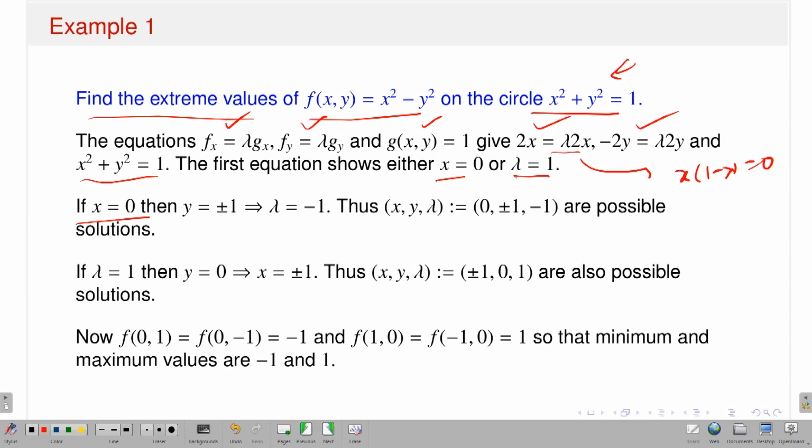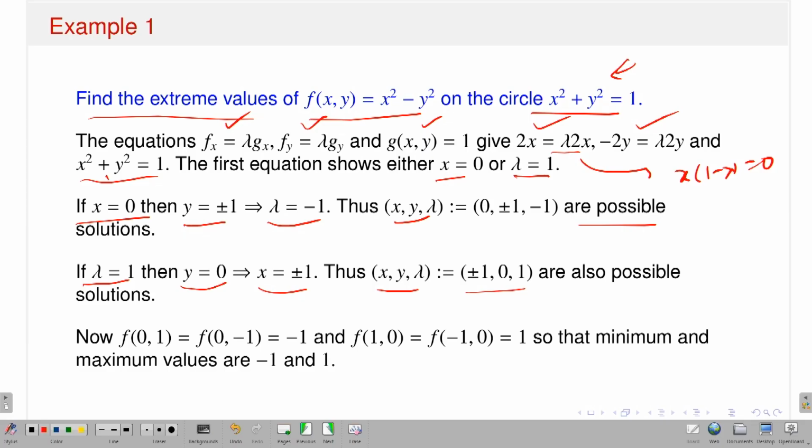Now if x is equal to 0, then of course the third equation will give you y is equal to plus or minus 1, and once y is equal to plus or minus 1, the second equation will give you lambda is equal to minus 1. So the possible solutions (x, y, lambda) are (0, plus or minus 1, minus 1) if x is equal to 0. And if lambda is equal to 1, then you have y is equal to 0, and then the third equation will give you x is equal to plus or minus 1. So the possible solutions are (plus or minus 1, 0, 1). These are the possible solutions.